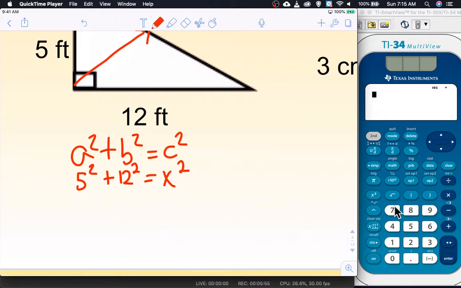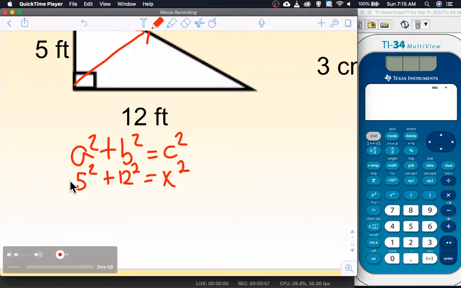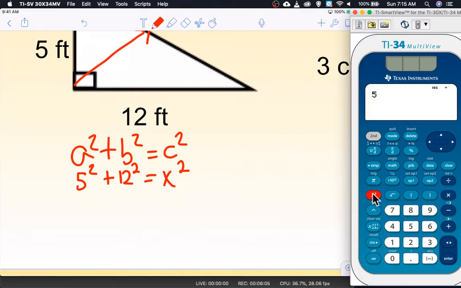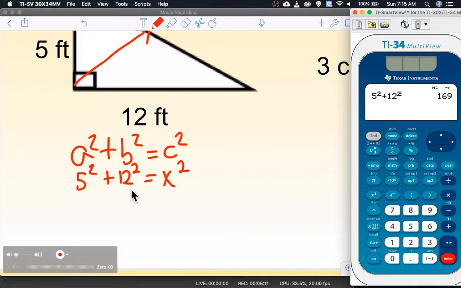Okay, now we can do math in our head. 25 plus 144 equals x squared, and that's 169 equals x squared. Or we can use our calculator. 5 squared plus 12 squared. So I typed this in the calculator, and I got 169.